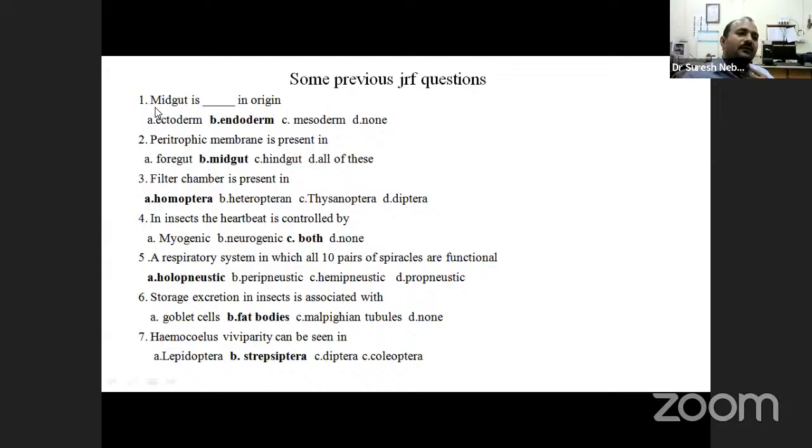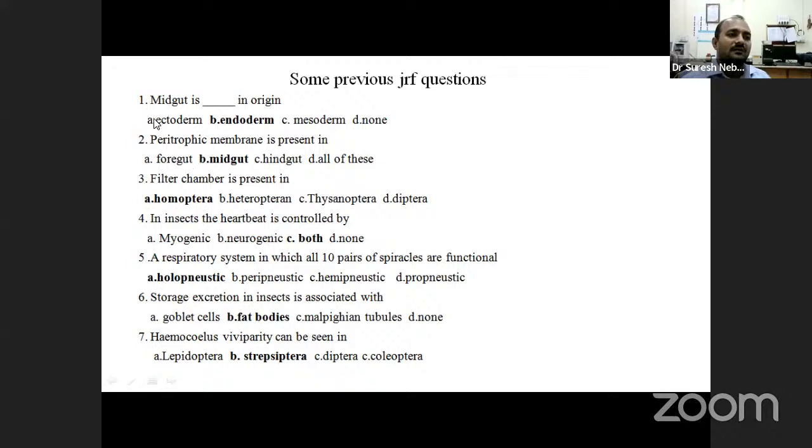Suppose when you are studying the digestive system, they will not ask simply what the middle part of the digestive system is, or what another name of midgut is. They will not ask like that. They will ask questions like: midgut is of dot dot origin, whether ectoderm, endoderm, mesoderm, or none. They will give something confusing here. So you should know why we give these terms. First, you should understand this.